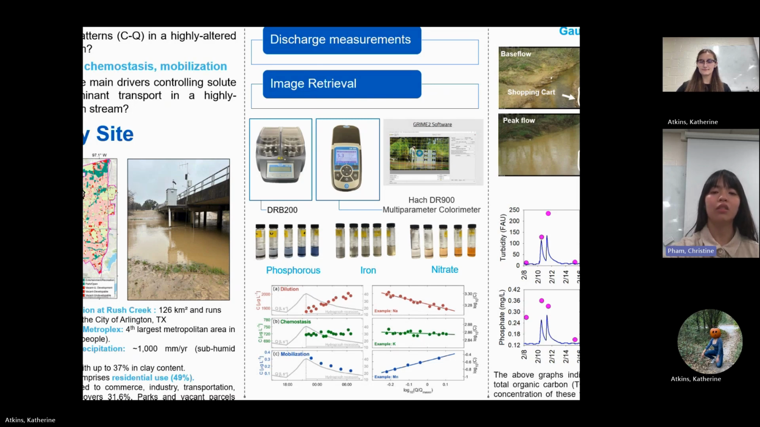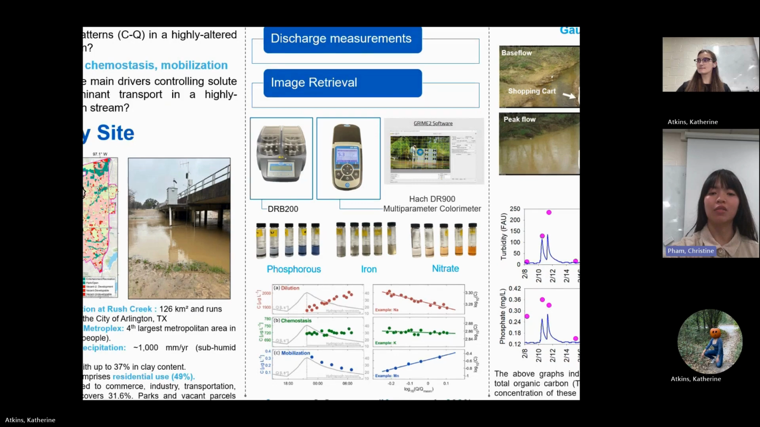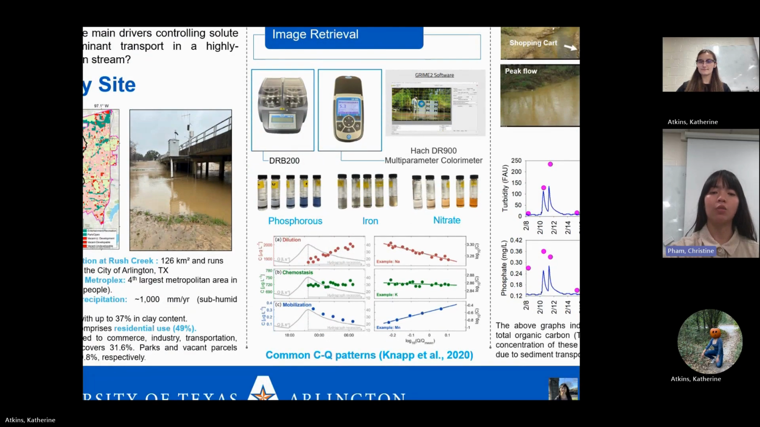In the image below, we have our standards, which we use to regulate the calibration curve to make sure that our tests were accurate. Further down, we have some examples of concentration versus discharge graphs and what they mean. For dilution, concentration is inversely related to discharge, so as the precipitation event starts to decrease, we expect the concentration to increase. Mobilization is the opposite. Both variables are directly related, meaning that if precipitation decreases, so does concentration. And lastly, chemostasis is similar to the concept of homeostasis in that the concentration will remain the same regardless of discharge increasing or decreasing.